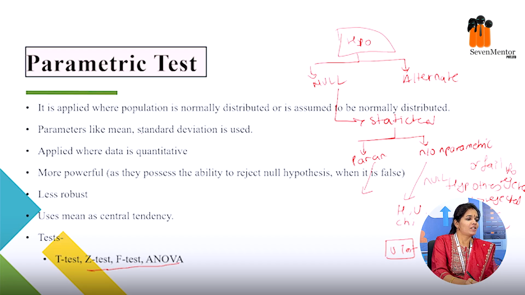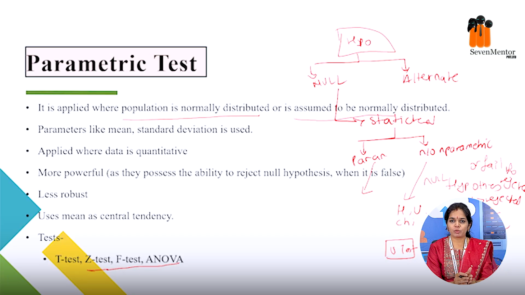Okay, yes. Parametric tests are applied in a population where the population is normally distributed or assumed to be normally distributed. If the population distribution is there, it's well and good. If it is not, then we make some assumptions and changes and assume it is normally distributed. Parameters like mean and standard deviation are used here because, see, in a normal distribution, what is the main criteria? Mean and deviation. In the standard normal distribution, only the values change: the mean becomes 0 and the deviation becomes 1.